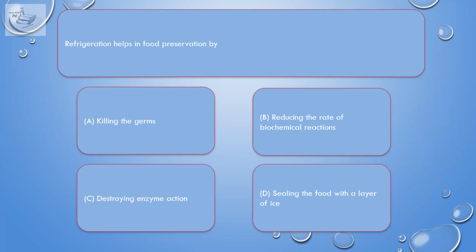Question: Refrigeration helps in food preservation by A. Killing the germs, B. Reducing the rate of biochemical reactions, C. Destroying enzyme action, D. Sealing the food with a layer of ice. Correct answer is B. Reducing the rate of biochemical reactions.